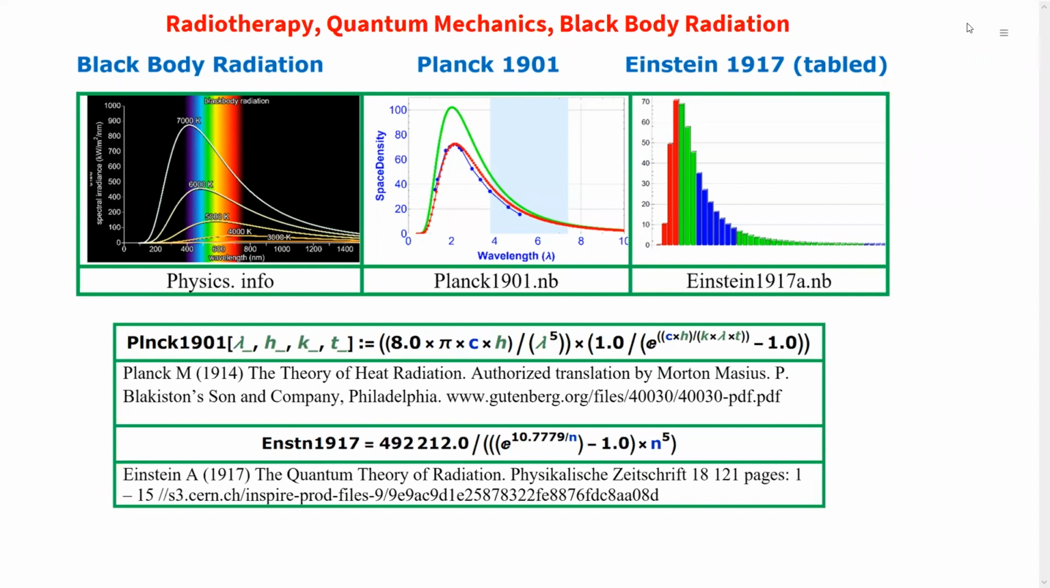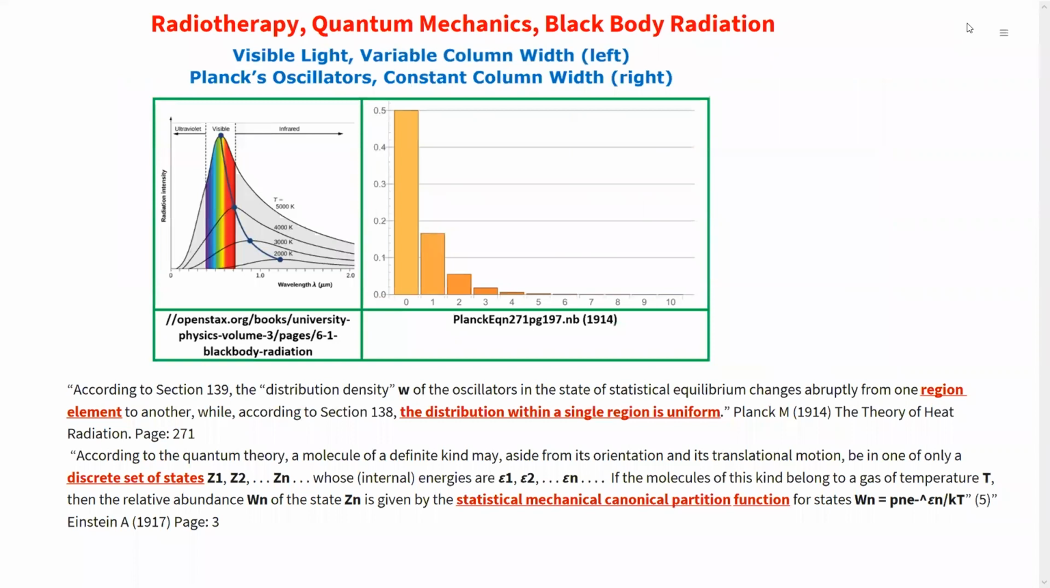Follow me? It's just addition and subtraction. On the far right-hand side you have long waves, then the visible range, and the green columns, I would say, are electrons, and the red columns are where your photons are hiding. That diagram in the upper right-hand corner is from the book Planck published in 1914, and he's saying things like the distribution density changes abruptly from one region element to the next. So he's saying there are columns, but he's calling them region elements.